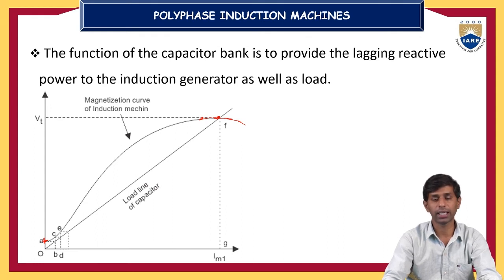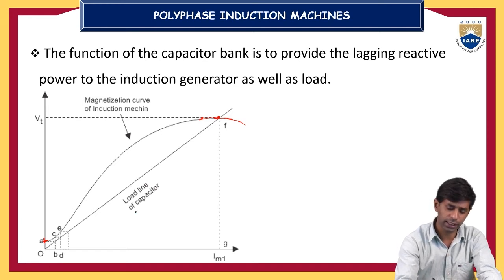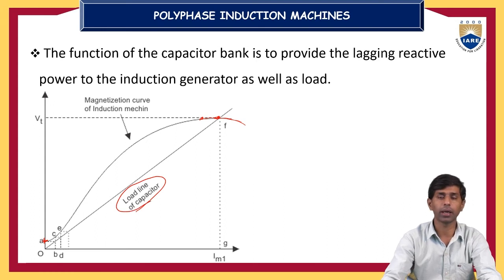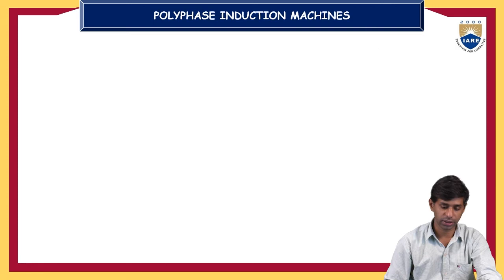and it is towards the x-axis, that is, it intersects the x-axis where the terminal voltage is 0 with a specific magnetization current. And this straight line represents the load line or capacitor line of the induction generator. This is all about the induction generator characteristics curve.